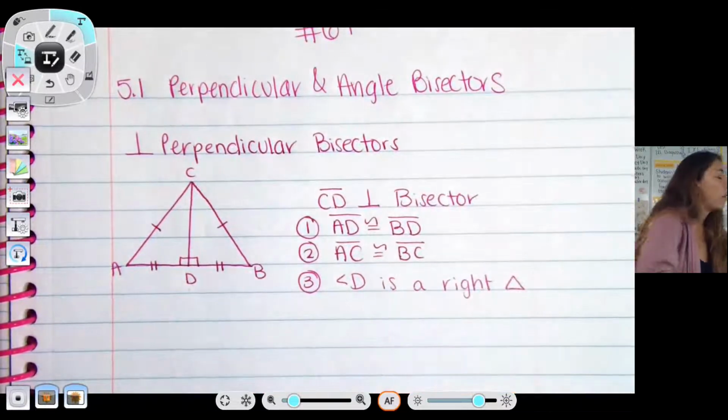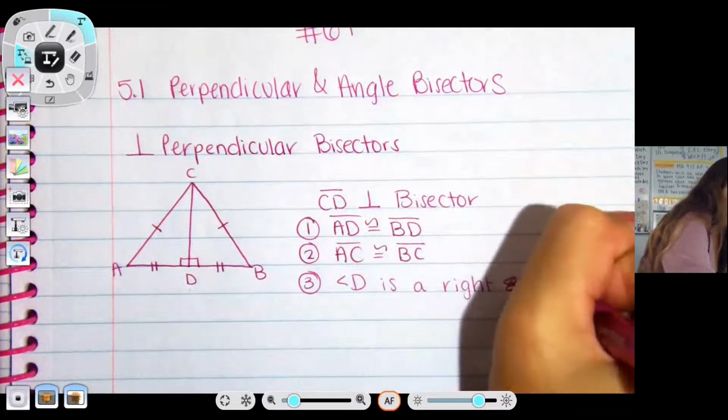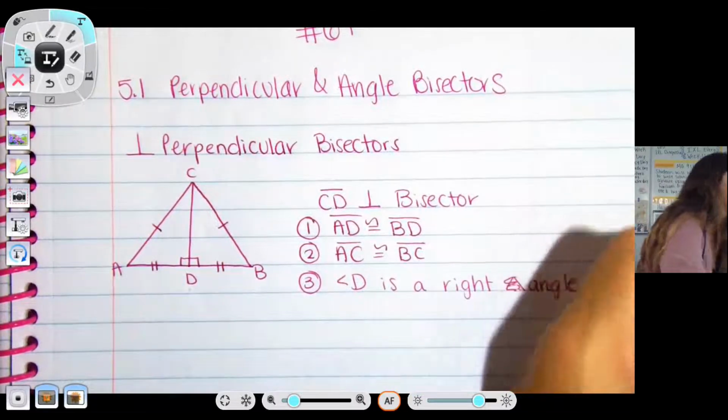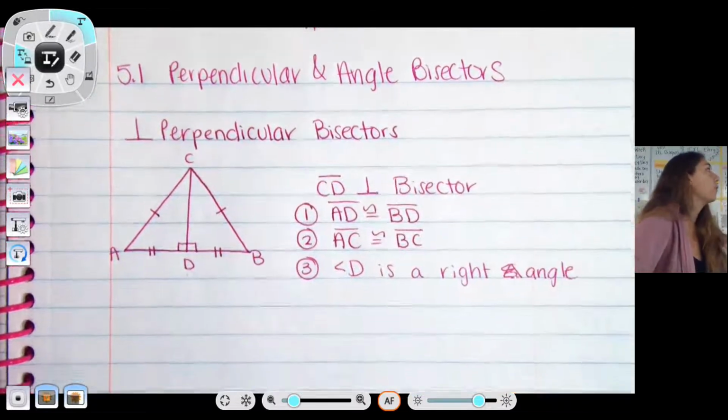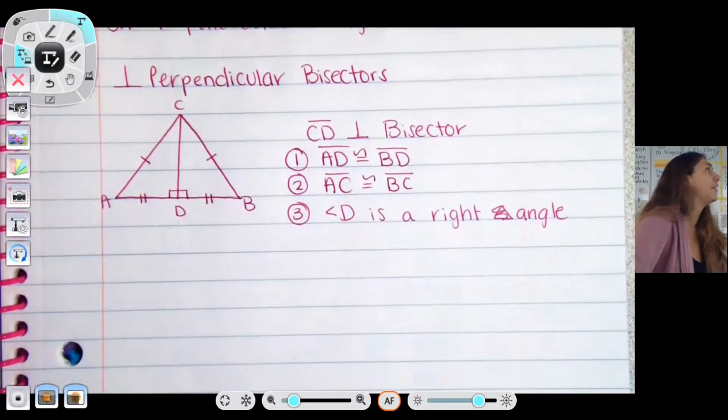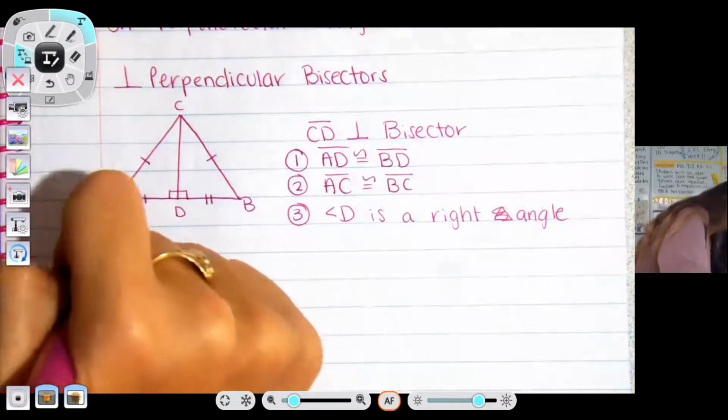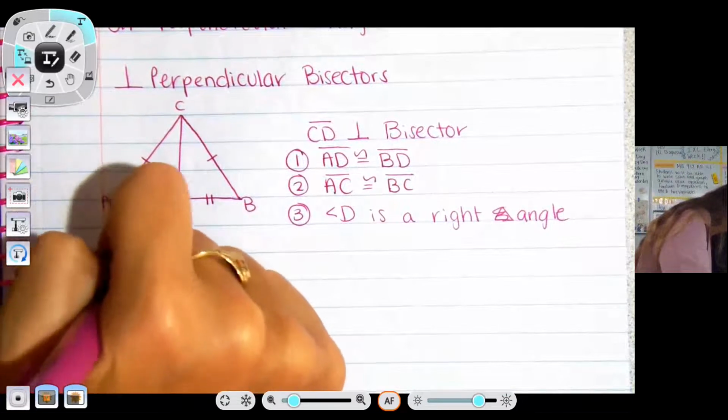And then, oh, right triangle, not a right triangle, right angle. And then we're going to throw some math into it. You ready to do some math? No. Easy peasy. We're going to do 2 examples total.